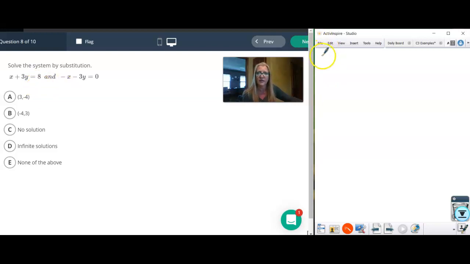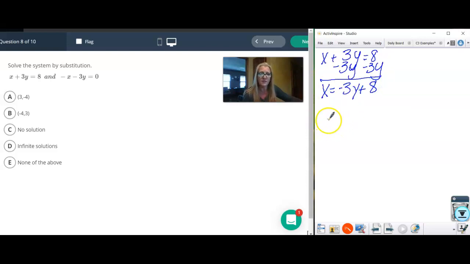You know what? I do want to kind of go through this one. If we took x plus 3y equals 8, we subtract 3y from both sides. I see a possible problem here. x is equal to negative 3y plus 8. Now, when you go to substitute that, you have a negative x. So you're going to put a negative sign out in front of the parenthesis, and you will have negative, parenthesis, 3y plus 8 inside the parenthesis, minus 3y equals 0.